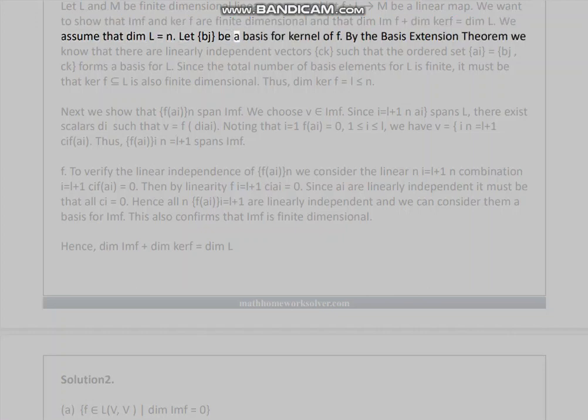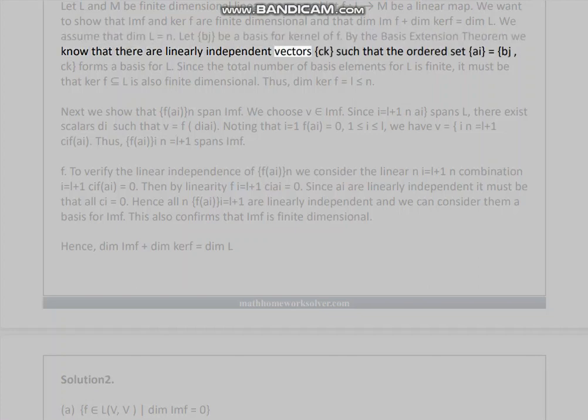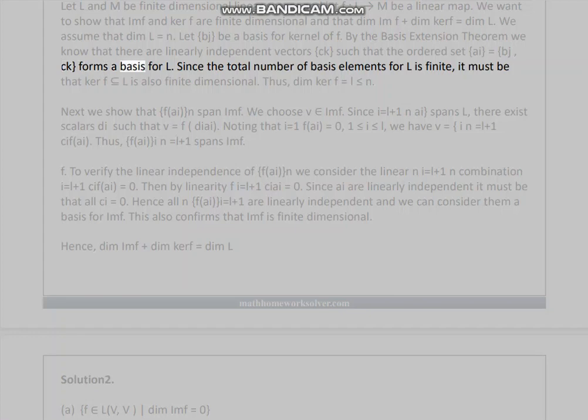Let b_j be a basis for the kernel of F. By the basis extension theorem we know that there are linearly independent vectors c_k such that the ordered set a_i equals b_j, c_k forms a basis for L. Since the total number of basis elements for L is finite, it must be that Ker F is also finite dimensional. Thus, dim Ker F equals l, which is less than or equal to N.